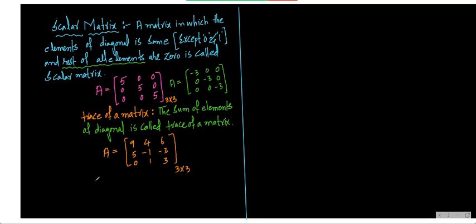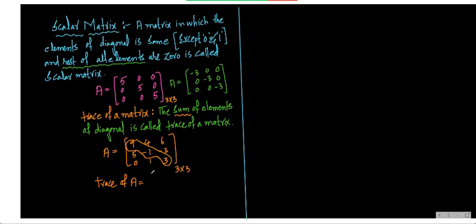Now see how to find the trace. Trace of A is equal to... How to find it? According to the definition, you take the sum of the elements of the diagonal. How many elements are there in the diagonal? You can see this is called the diagonal.